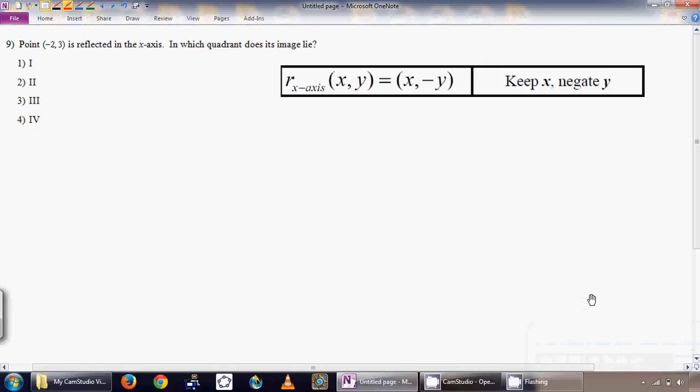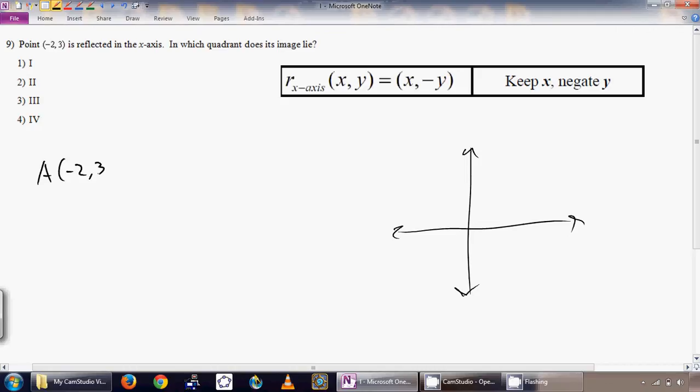So problem 9 is an interesting one. This is one where I suggest not that you graph it, but that you kind of sketch it. And that'll be the last thing we do. And here's why. It says, well, I'm going to call it A, (-2, 3).